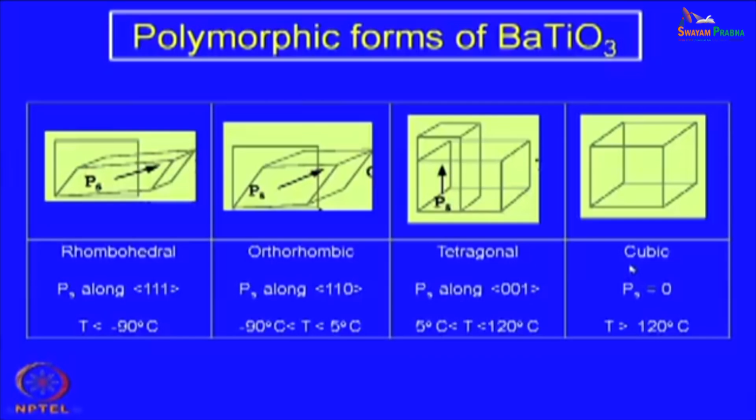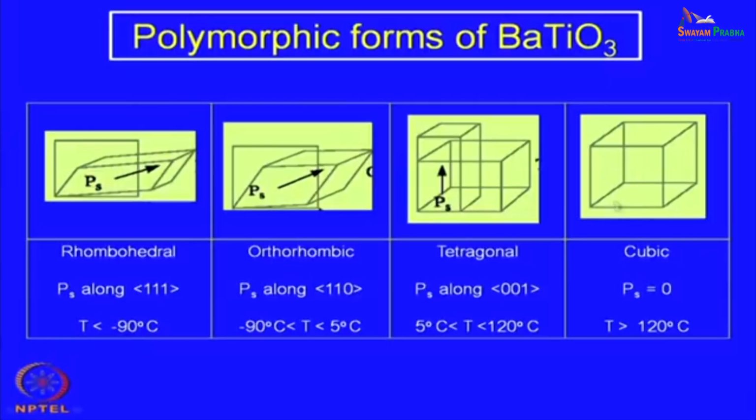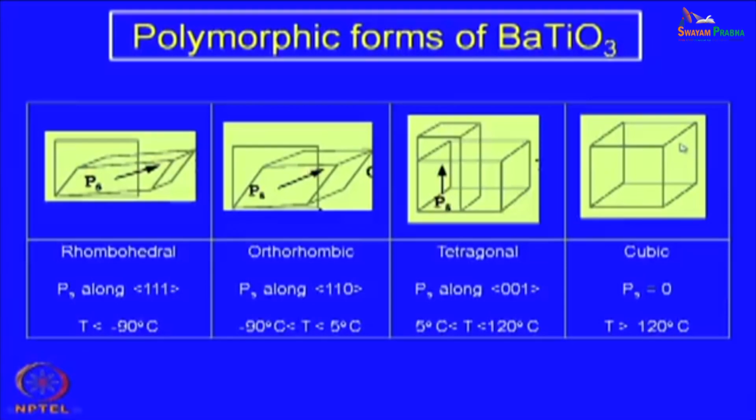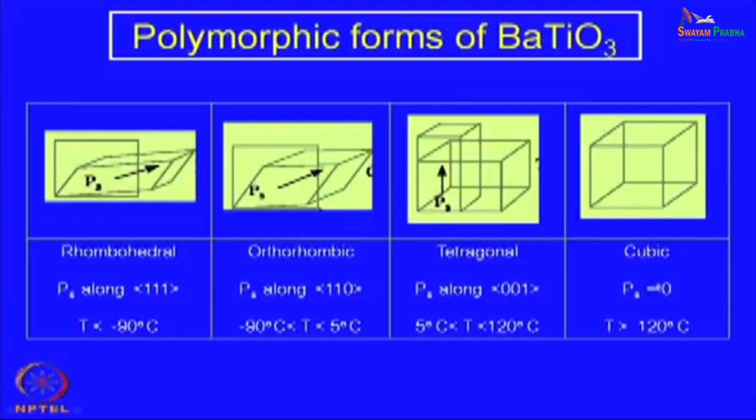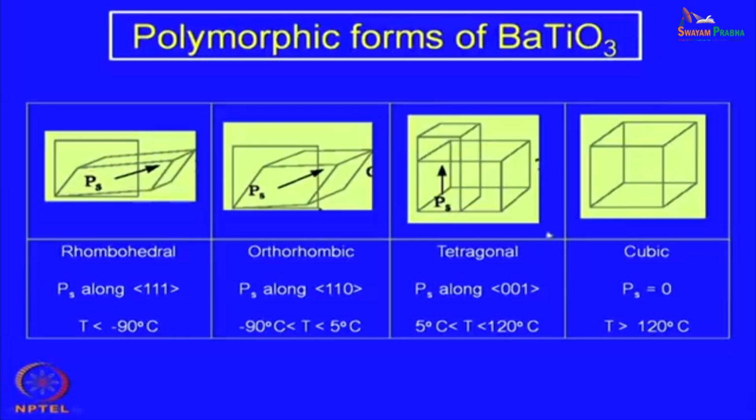Here is cubic. In fact, cubic is the highest temperature polymorph, and it is stable above 120 degree centigrade. Above 120 degree centigrade, the cubic perovskite is the stable polymorph. Because of its absolutely symmetric structure, the spontaneous polarization is 0. There is no spontaneous polarization or dipole moment because it does not have a dipole, because of the symmetry.